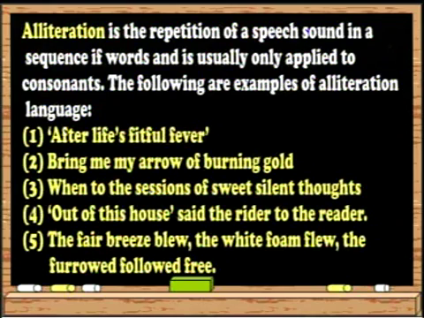Alliteration is the repetition of a speech sound in a sequence of words and is usually only applied to consonants. The following are examples of alliteration language. After life's fitful fever, bring me my arrow of burning gold. When to the sessions of sweet silent thoughts, out of this house, said the writer to the reader, the fair breeze blew, the white foam flew, the furrow followed free.